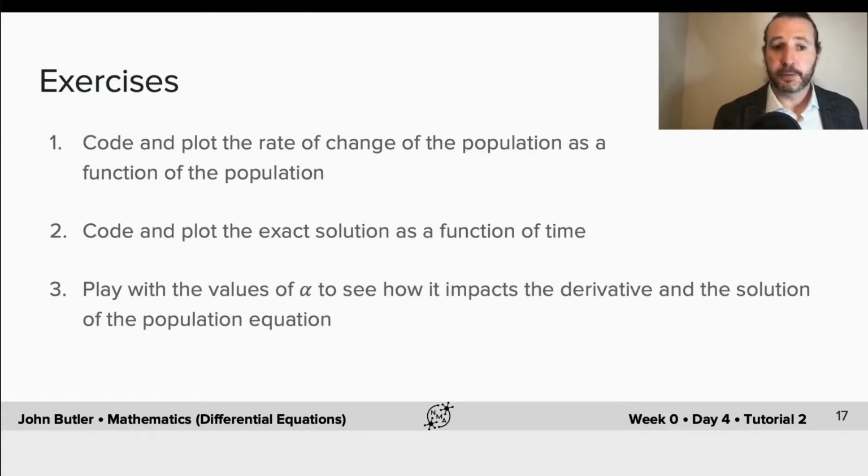Your exercises are: 1. Code and plot the rate of change of the population as a function of the population. 2. Code and plot the population exact solution as a function of time. There you can see the relationship between alpha and the solution. This is going to be very important because sometimes we won't be able to know the exact solution, but we'll be able to understand what it should feel like and what it should look like just by looking at the derivative.